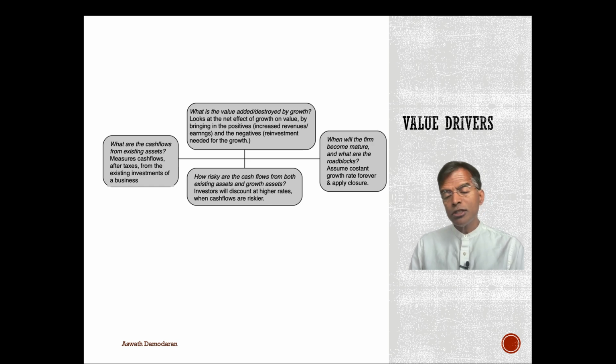Third question is, how risky are your cash flows? Because ultimately, the same expected cash flows will be worth less if there's more uncertainty, risk associated with them. And finally, to get that closure, when will your firm be a mature firm? You're saying, what's a mature firm? A mature firm is one that grows at a rate that is less than or equal to the growth rate of the economy. You know why we need that, right? Because to put closure, you have to assume cash flows grow at a constant rate forever. That growth rate has to be, by definition, less than the growth rate of the economy, because if it's not, you have a math problem. Your company will become bigger than the economy.